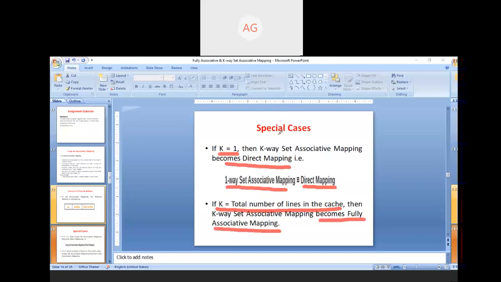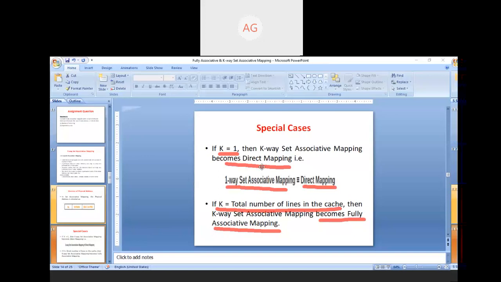These are the special cases of K-way set associative mapping, and you need to remember them. Suppose a question states that k is equal to 1 or k is equal to the total number of lines in the cache. If k is equal to 1, you must treat K-way set associative mapping in the same way as direct mapping. And if k is equal to the total number of lines in the cache, you must treat it as equivalent to fully associative mapping. So just remember these special cases.